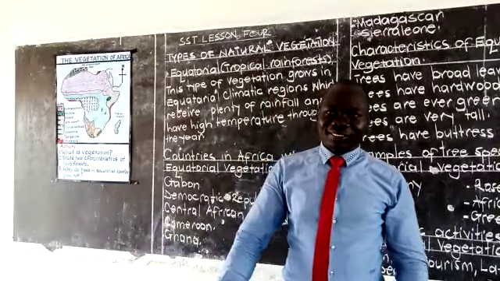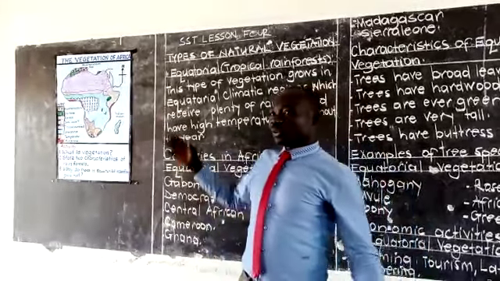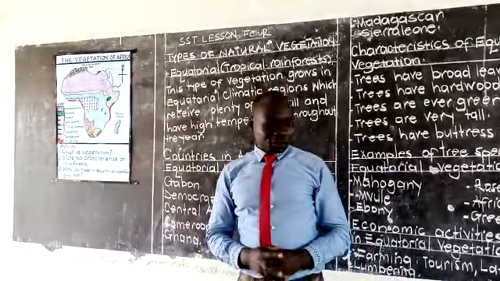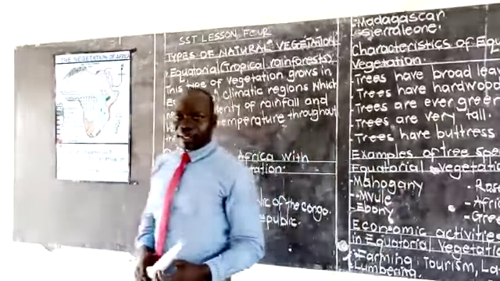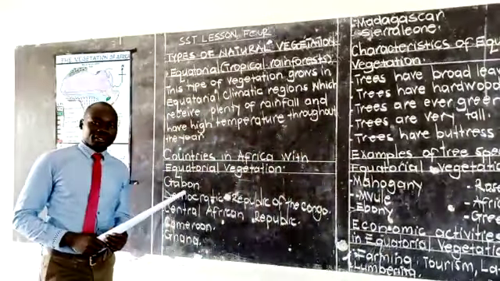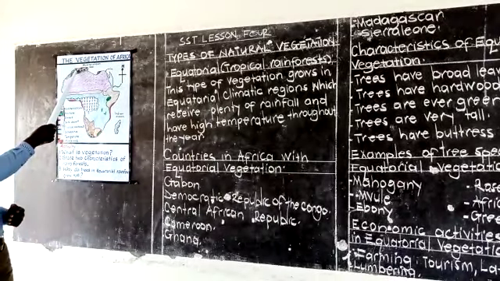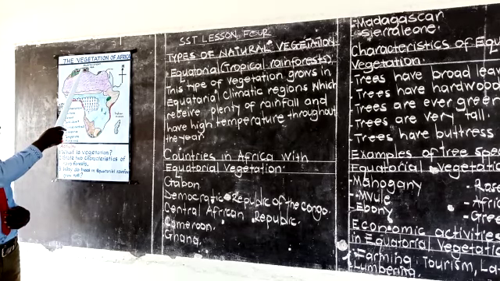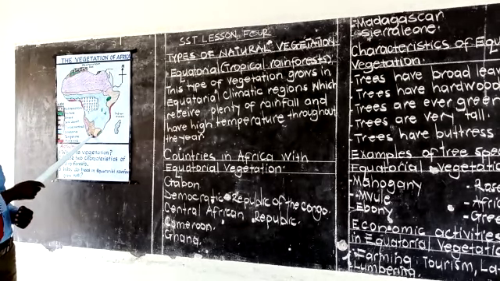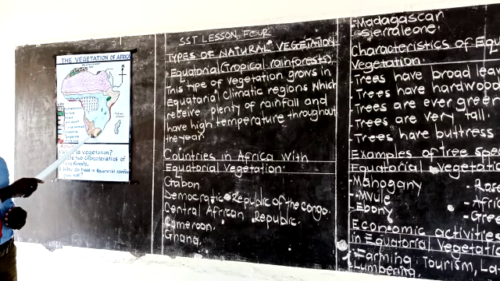In the previous lesson, we looked at the vegetation zones of Africa. So we said they are as follows. I hope we can still remember the vegetation zones we learned yesterday. One, we said in the northern tip of Africa, we have a vegetation zone called the Mediterranean vegetation. And in the southwestern tip of Africa, we also have Mediterranean vegetation.